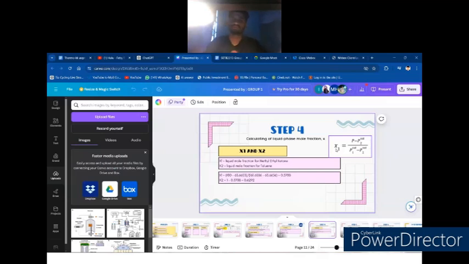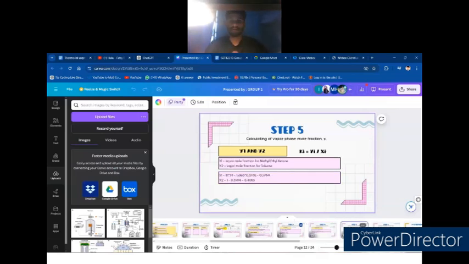Then we move to step 4, which is to find X1 and X2, the mole fraction in the liquid phase for both methyl ethyl ketone and toluene. By doing the substitution, we get the value for X1 equal to 0.3708 and the value for X2 equal to 0.6292.